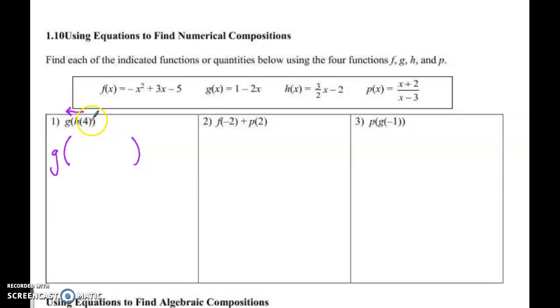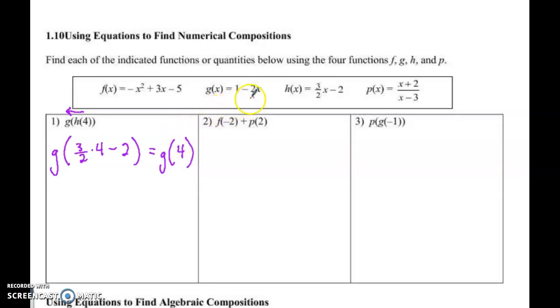So if I were to ask you to find g of h of 4, well, you better figure out what h of 4 is first. Well, how do you figure out h of 4? That's your x value that you put in for the h function. So maybe I'll just show my work right here. Now 4 times 3 is 12, divided by 2 is 6, minus 2 is 4. So now I have to do g of 4.